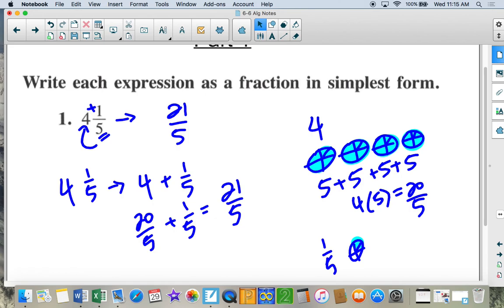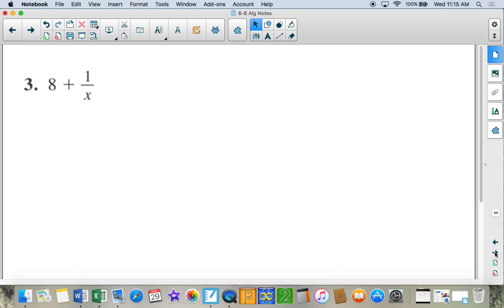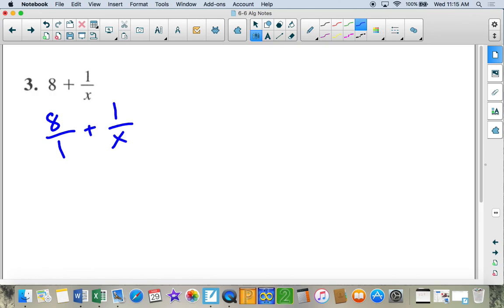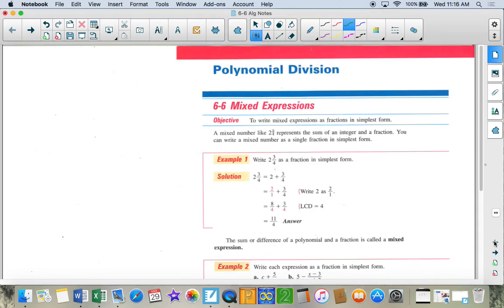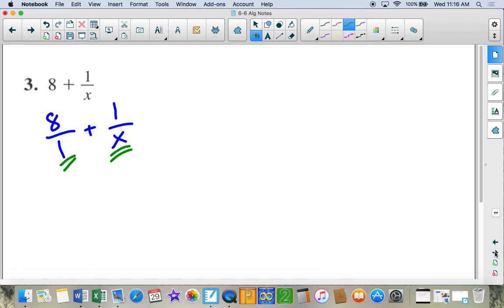So we do the shortcut, taking the denominator 5, multiplied by the whole number 4, and then add the partial piece. Now, when we have these two pieces, we have to have common denominators. So we're going to write 8 as 8 over 1, and we bring down 1 over x. We notice that we don't have common denominators. When we did our first one, we noticed that we had to have common denominators in order to combine their numerators. So this task is asking for us to find a common denominator, or a least common multiple, LCM.